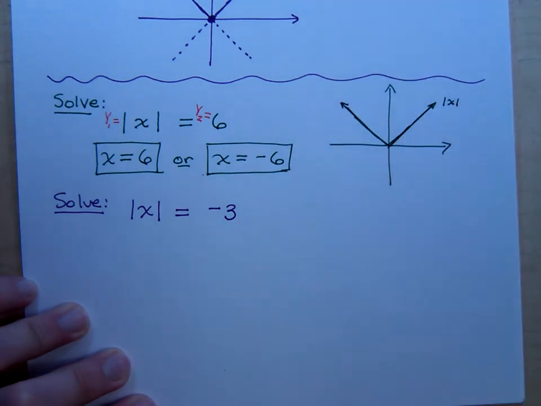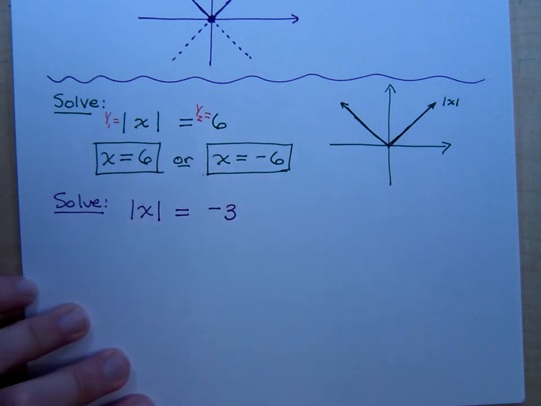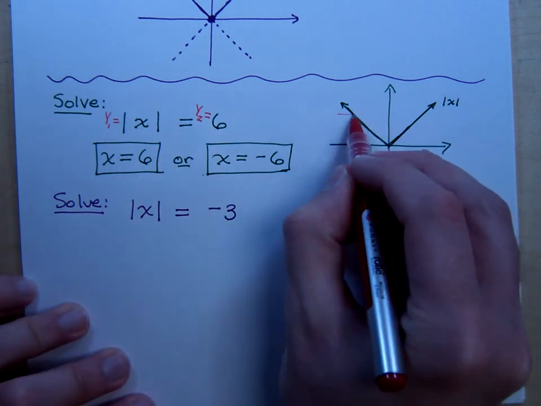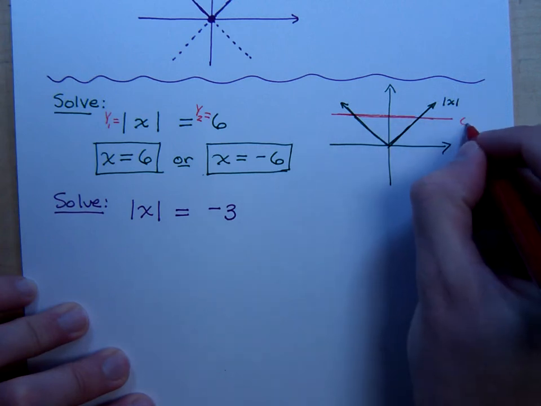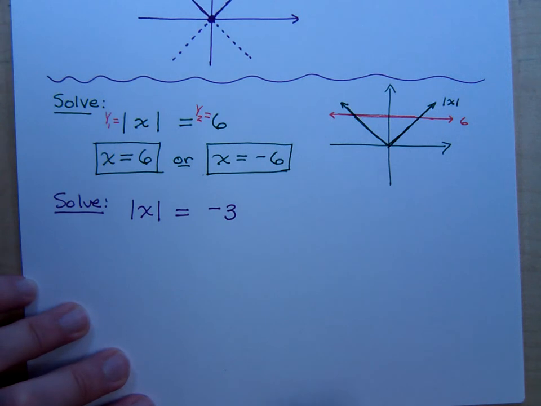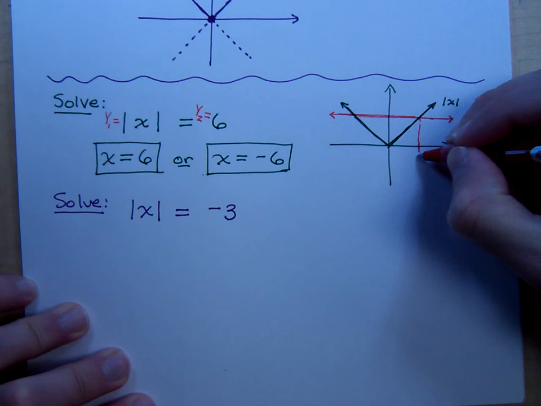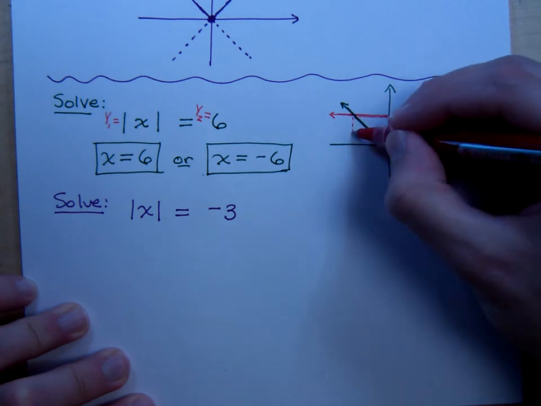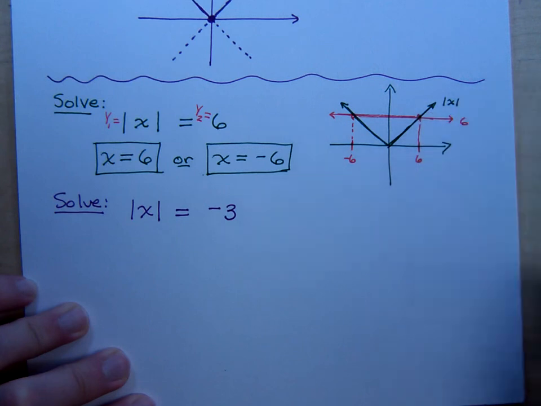How do you graph y equals 6? Isn't it just a horizontal line? So here's 6. How many intersection points do these two graphs have? They have 2 intersection points, and they happen to occur right here when x is 6, and also right here when x is negative 6. That's how I have my 2 solutions.